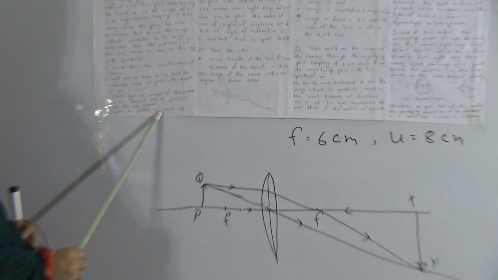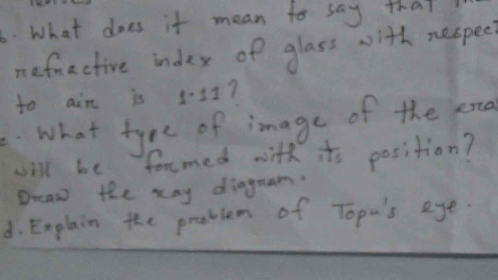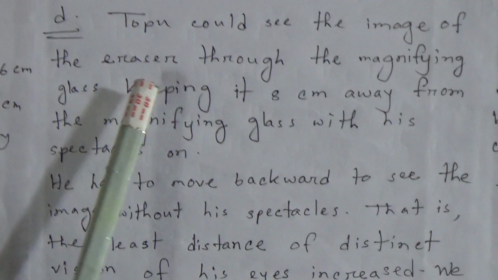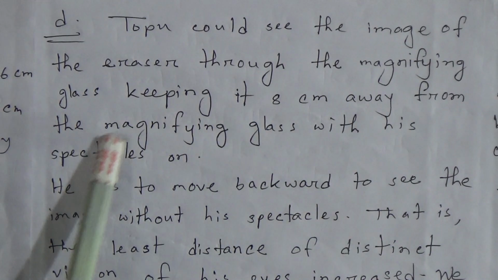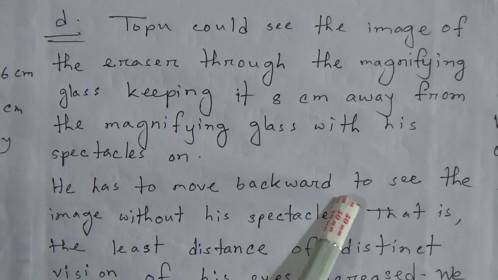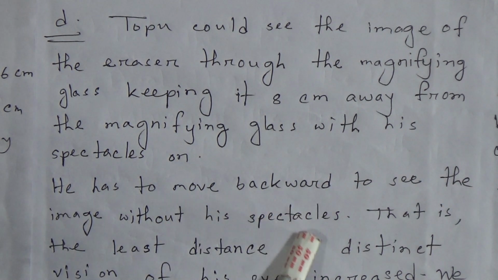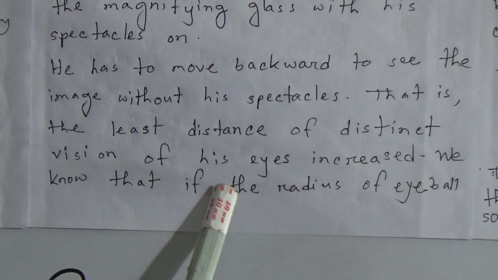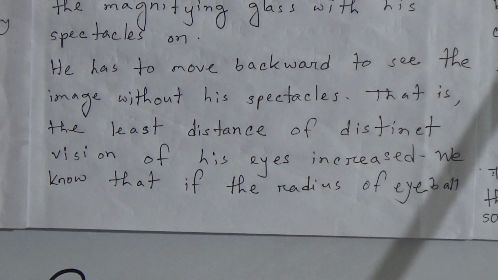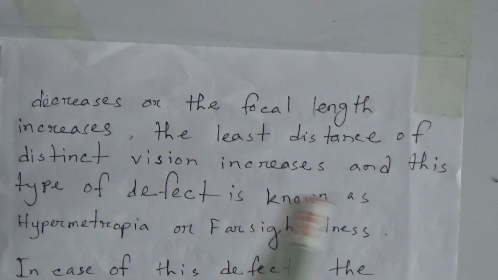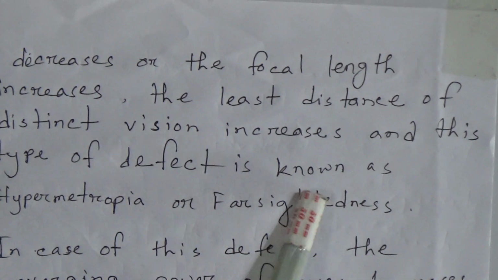Explain the problem of Topu's eyes. My dear students, Topu could see the image of the eraser through the magnifying glass, keeping it 8 cm away from the magnifying glass with his spectacles on. He has to move backward to see the image without his spectacles. That is, the least distance of distinct vision of his eyes increased, and we know that if the radius of the eyeball decreases or the focal length increases, the least distance of distinct vision increases, and this type of defect is known as hypermetropia or farsightedness.